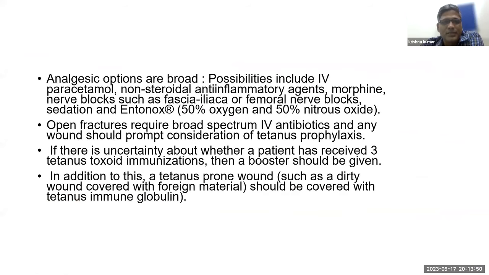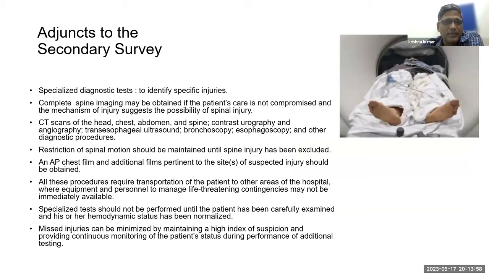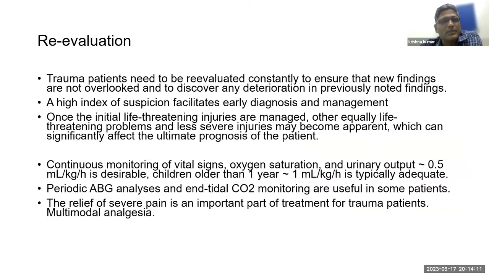Okay. This is important also, to provide analgesia. I think this will be discussed by the next speakers. Log rolling has also already been discussed. Adjuncts to the secondary survey: nowadays, since CT scan is easily available, a whole body CT can be done to quickly evaluate and pinpoint the injuries. A thorough re-evaluation needs to be done, going back to the ABCD if the patient is deteriorating, so as not to miss any immediate life-threatening injuries.